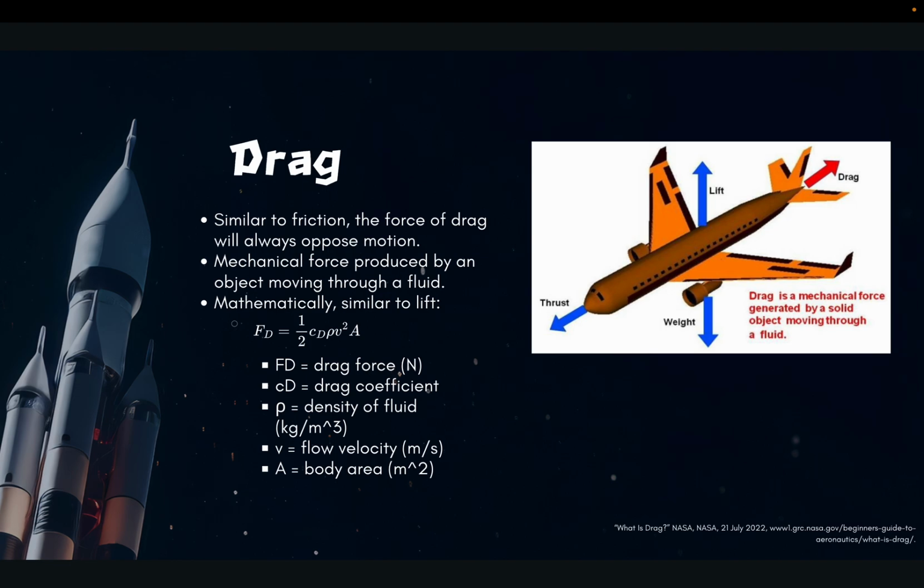Next is drag. Drag is the opposing force to thrust, and drag is accounted for in the form of air resistance as an aircraft cuts through the air. Thrust pushes the vehicle forward and as it encounters the mass of the air it pushes through, it experiences drag. Similar to friction, drag will always oppose the motion of a mass through a liquid.